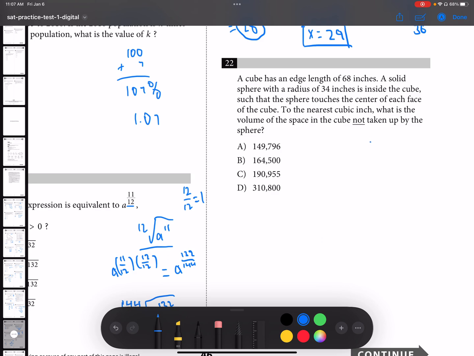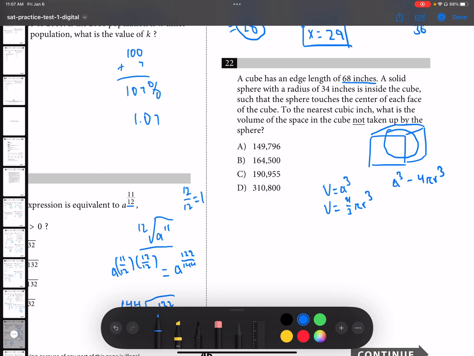So he's basically saying that in a cube, I'm just going to draw it out to make it easier. There's like a sphere inside, and then there's a space. We have to find out the space that is not covered. So first, a cube's volume would be a cubed, and a sphere's volume would be 4/3 pi r cubed. So that's what we have. So we're given a cubed minus 4/3 pi r cubed, and because the edge length is 68 inches and a cube has all the same side lengths, we're going to do 68 cubed.